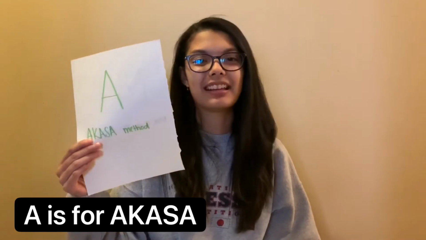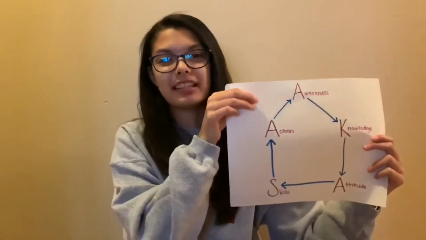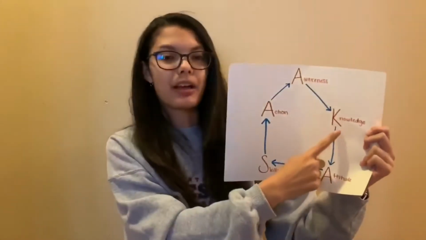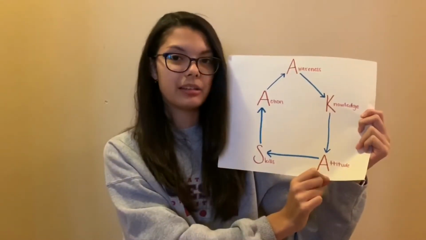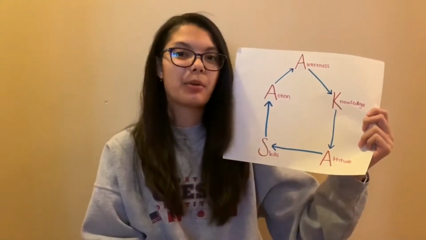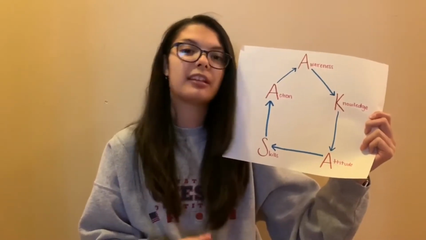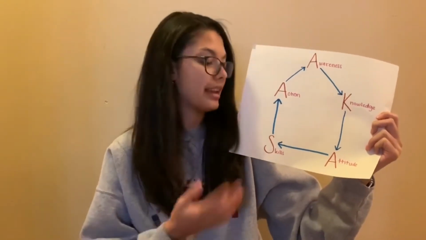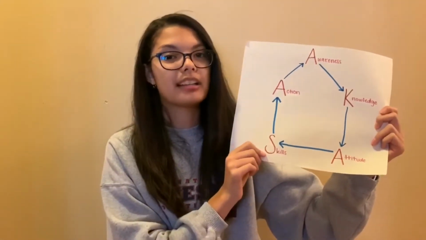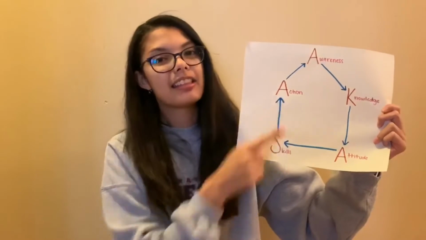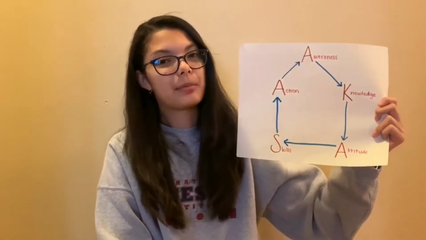A stands for the ACOSA method, and that means awareness, which is talking about the problem that the animal is dealing with. And then you talk about knowledge, so facts about the animal. And then you talk about attitude, which is naming the animal or just having a name for the animal so the audience feels more connected with the animal. And then skills is like a catchy phrase so the audience can remember that action that they have to do to help the animal. And that is the ACOSA method.